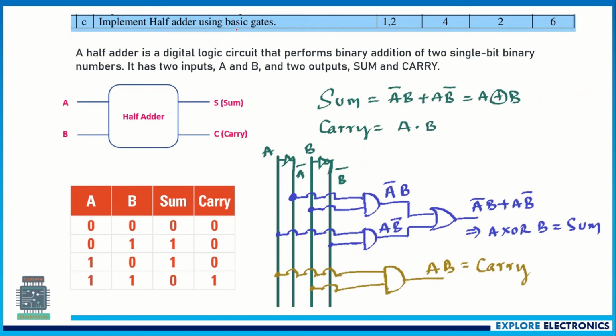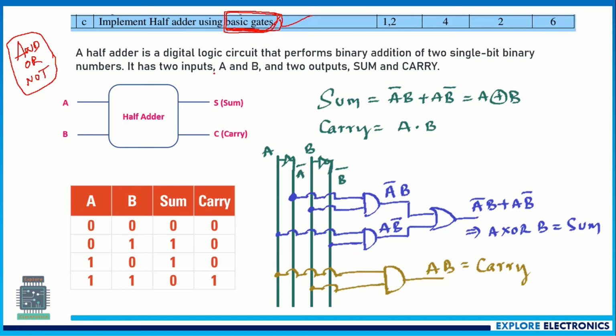Implement half adder using basic gates. In these questions you need to observe carefully. Here they have asked for basic gates. Only you need to use AND gate, OR gate and NOT gate. You are not supposed to use any other gates while implementing if they have asked for basic gates. Otherwise, if they ask to implement half adder using logic gates, you can use any gates you want.